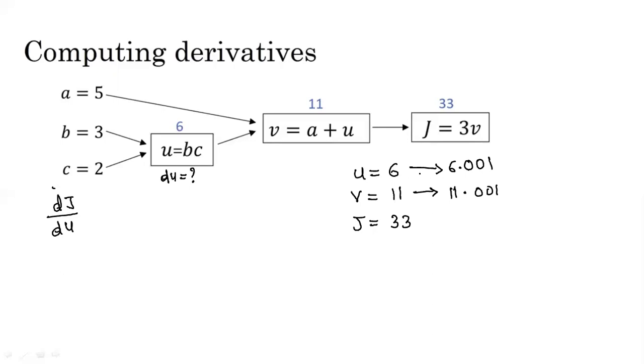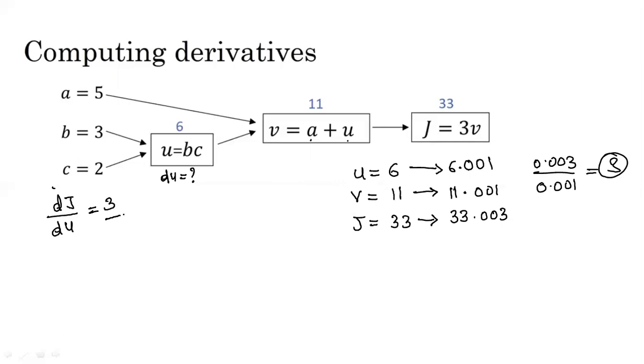Because we have only incremented the value of u, and the value of u here is 6.001, but the value of a is 5. So 5 plus 6.001 is 11.001. So if v is 11.001, then when it is multiplied by 3, j becomes 33.003. So what is the change in j with respect to u? 0.003 upon 0.001, that is equal to 3. So the derivative came out to be equal to 3.